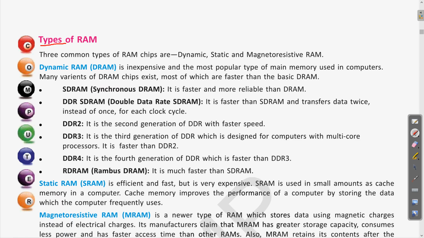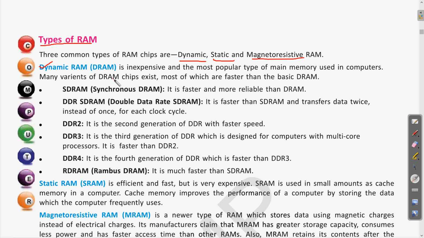RAM basically has three common types, that is dynamic RAM, static RAM, and magneto-resistive RAM. Clear? So let us see these one by one. First is dynamic RAM. So what is a dynamic RAM? Dynamic RAM is inexpensive and the most popular type of main memory used in computers. Clear? All of these RAM are types of primary memory, as the primary memory is also called working memory or the main memory.